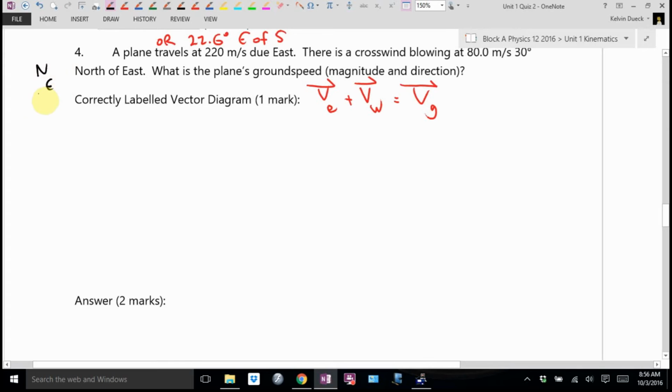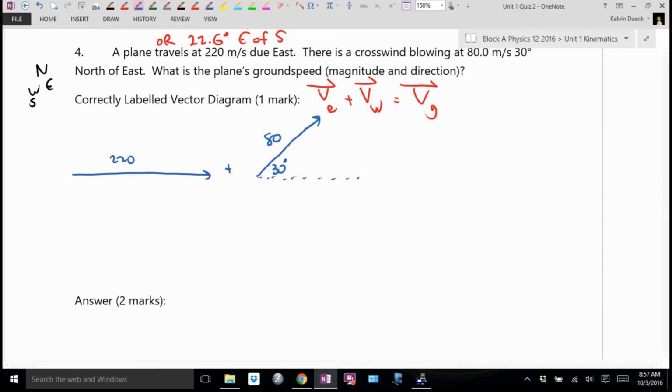North, east, south, west. Plane is traveling 220 meters due east. Plus, there is a crosswind blowing 80 meters per second at 30 degrees north of east. North of what? North of east. I'm going to go east first. What of east? North. So it's 80 long with a 30-degree angle.